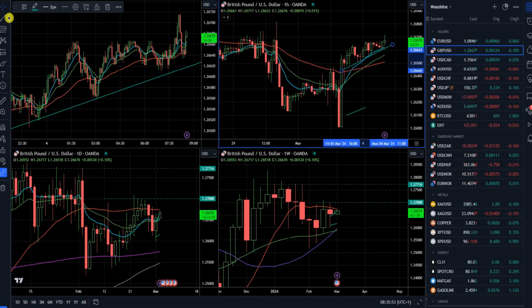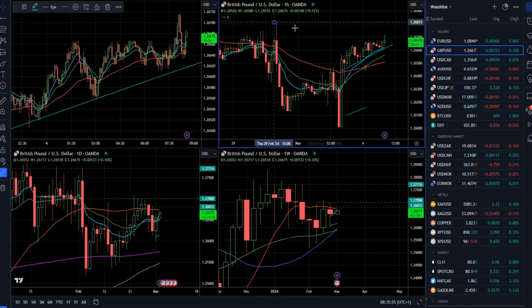The intraday upside objective is set at 1.2681, while the short-term objective, in case of the breakout of that 1.2700 mark, is set at 1.2770. The daily time frame also had a pin bar low. We traded for a couple of days lower, and then we have a rejection of that 1.2600 mark. So bullish development is in play on the pound dollar.